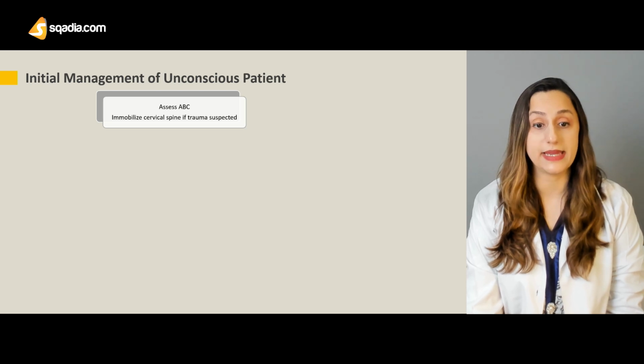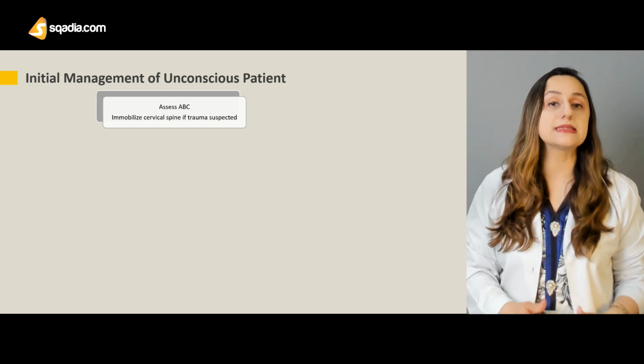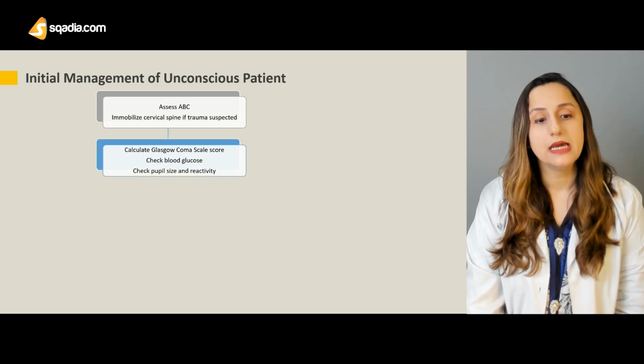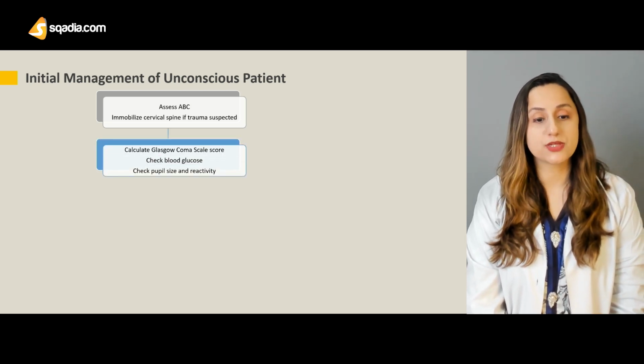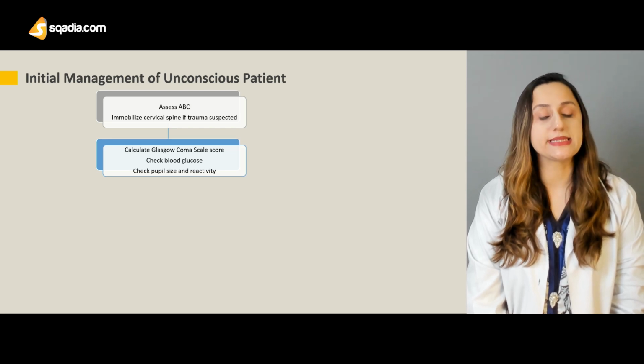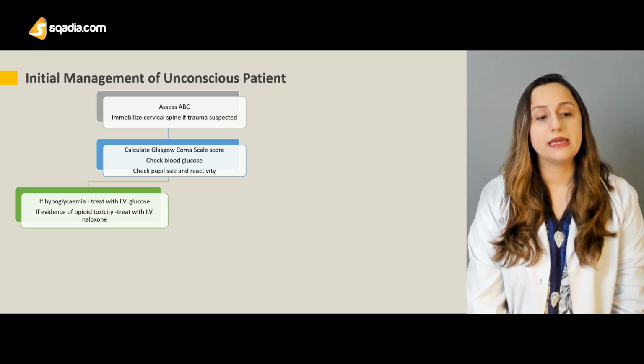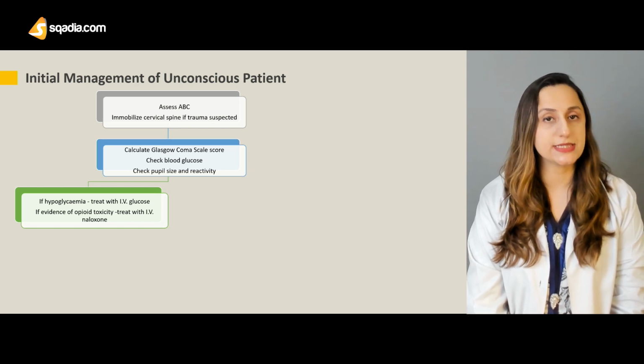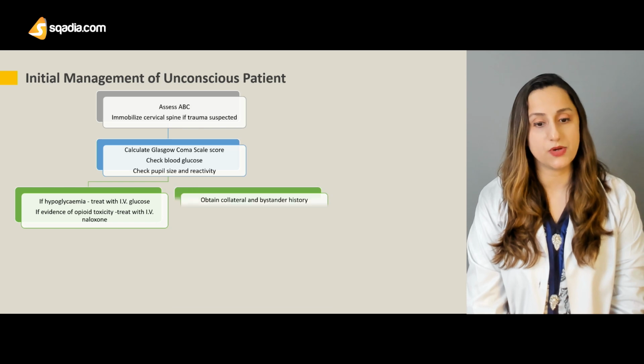Immobilize the cervical spine if trauma is suspected. So this is the foremost guideline for the traumatic patients as well. Calculate the Glasgow Coma Scale score, check blood glucose, check pupil size and reactivity. If hypoglycemia, treat with IV glucose. If evidence of opioid toxicity, treat with IV naloxone.